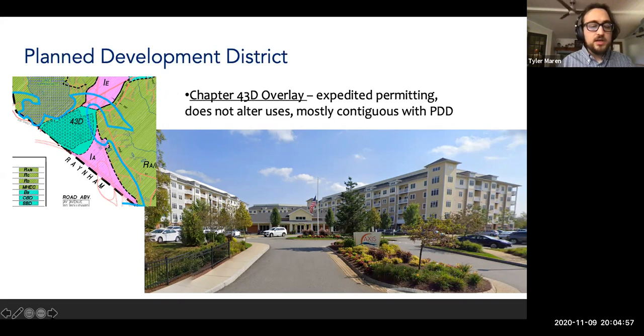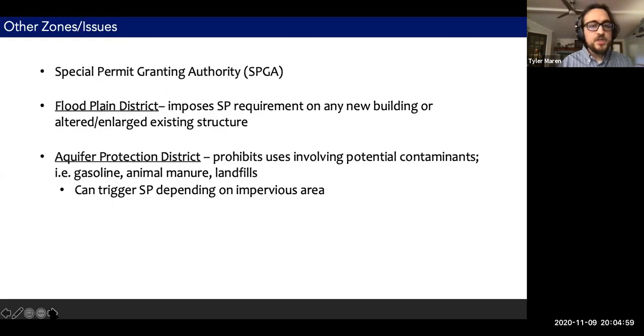Next slide. Okay, so we're almost to the end of this zoning section. Here are just some miscellaneous issues from the zoning bylaw.